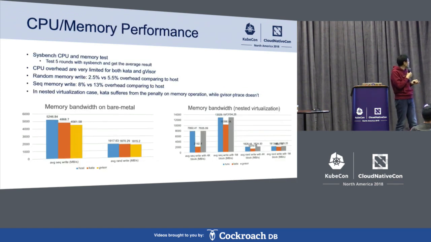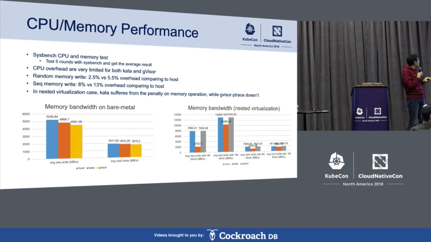Now the memory performance, for either the bare metal or the nested test. I didn't list the CPU performance here. Just one sentence: for CPU performance, there's no difference between any of the runtimes in any of the cases, so I don't think it needs a plotted straight line here. But for memory, it's quite interesting.